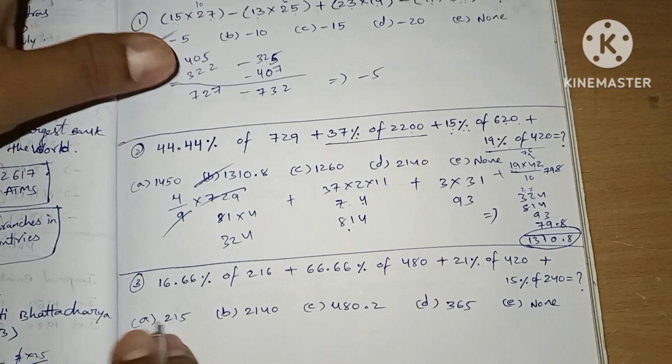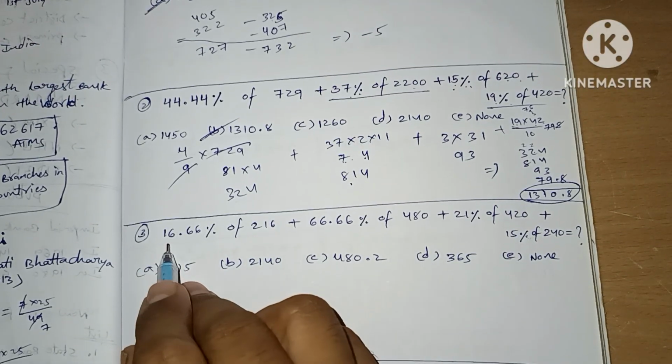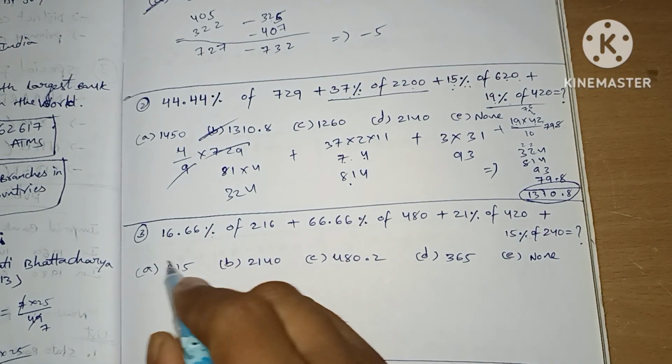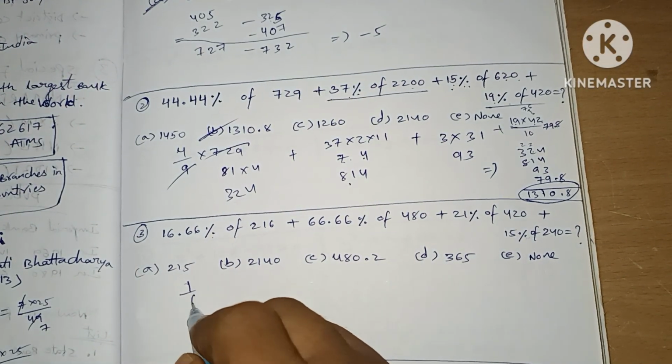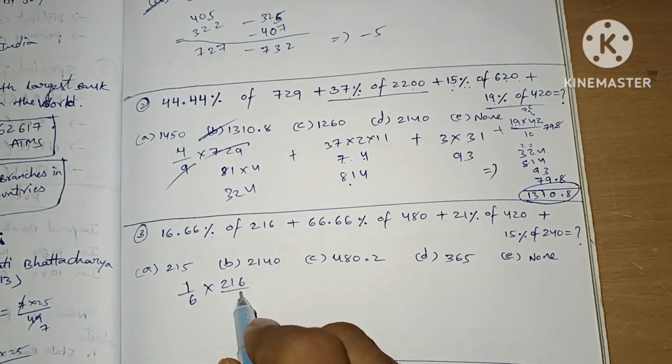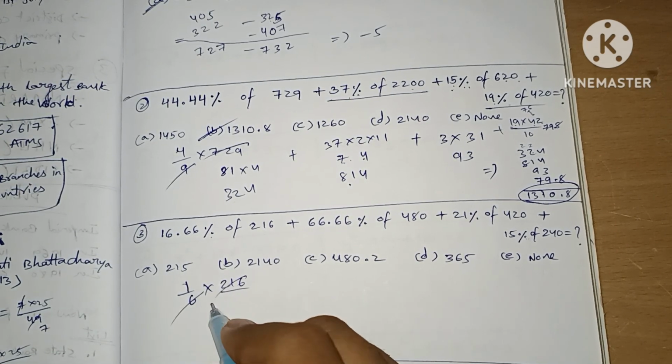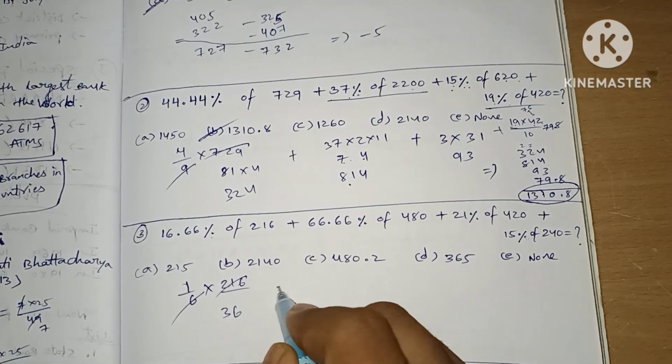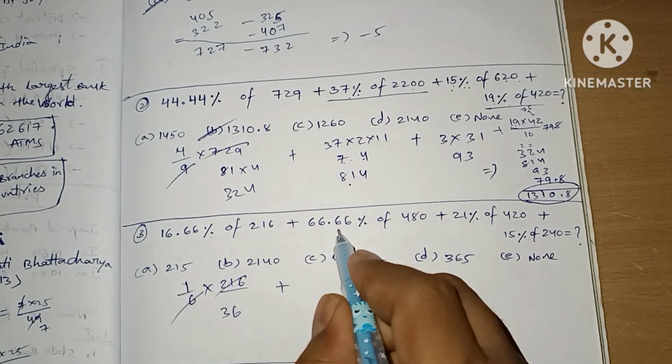Third question. Here we have 16.66 percentage. We know the fraction value of this one as 1 by 6 into 216. We know 216 as 6 cube, so we are left with 6 square, which is 36, plus 66.66 percentage.